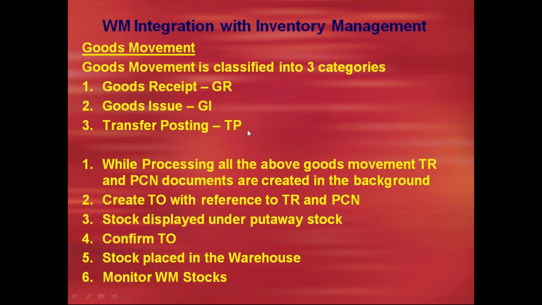So whenever we do all these goods movements in the system, in some cases transfer requirement is created, in some cases PCN is created, posting change notice, in the background. Against this TR and PCN, we create TO with reference to TR and with reference to PCN. As a result, the stock sometimes displays under put away stock and sometimes it displays under removed stock. Therefore, we create a transfer order.